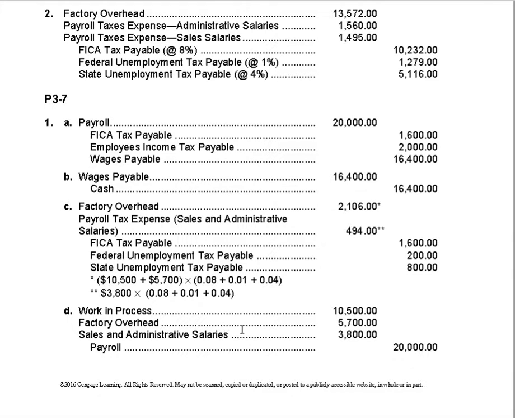Now, to work in process, we are going to add 10,500, which is direct material. Factory overhead is 5,700, which will flow through work in process afterwards. And sales SG&A salaries is 3,800, and then finally we credit the payroll, the total payroll, which is 20,000.